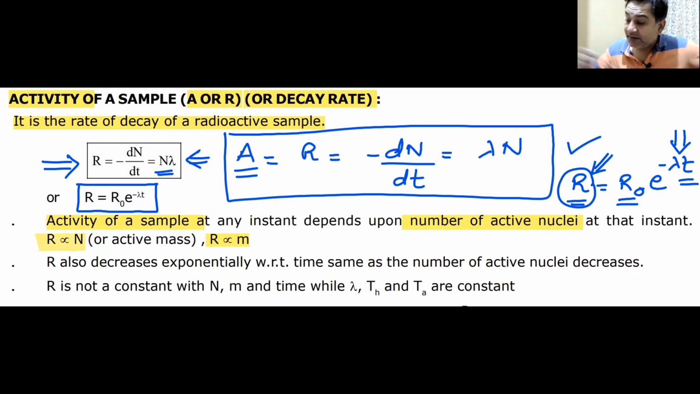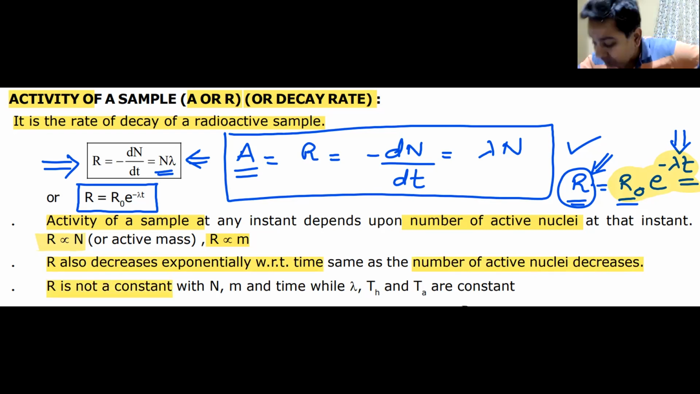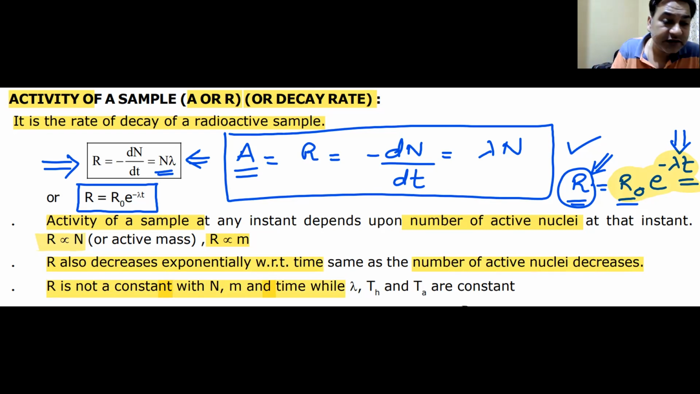Yes, sir. As you can see here, there is an exponential relation. R decreases exponentially with time, in the same way as the number of nuclei decreases. Do we understand this? Well done. R is not a constant. As you can see, R depends on time. It depends on N, which is the number of nuclei, M, which is the total mass of the nuclei, and time. Do we understand this? We'll give you a minute to note it down.